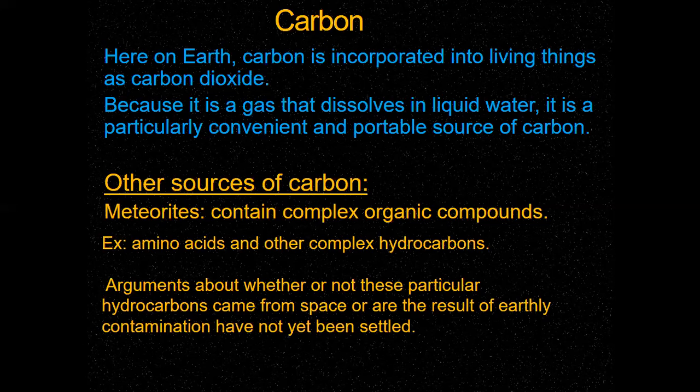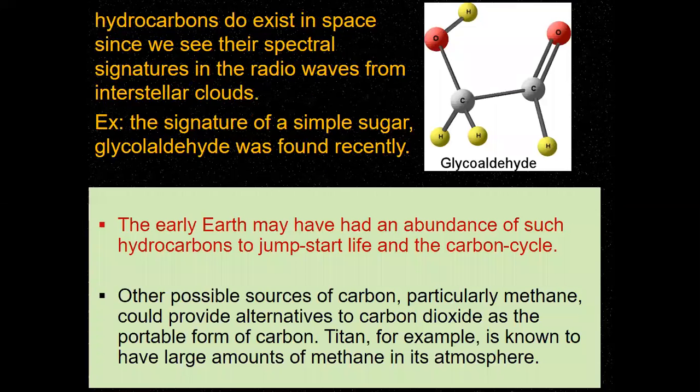Other sources of carbon are meteorites, which contain complex organic compounds, for example amino acids and other complex hydrocarbons. Arguments about whether these particular hydrocarbons came from space or are the result of earthly contamination have not yet been settled. Hydrocarbons do exist in space, since we see their spectral signature in the radio waves from interstellar clouds. For example, the signature of a simple sugar, glycoaldehyde, was found recently.